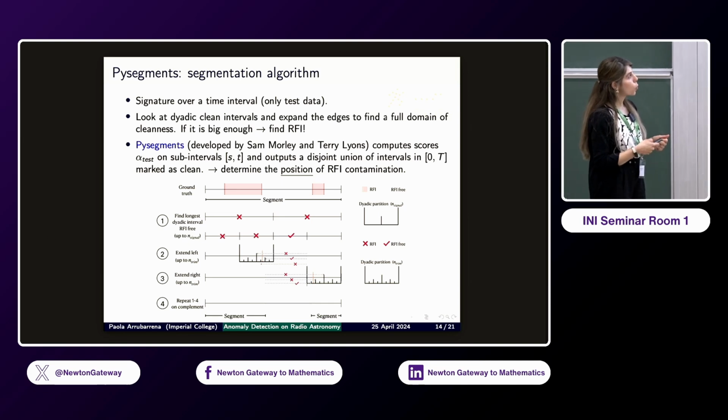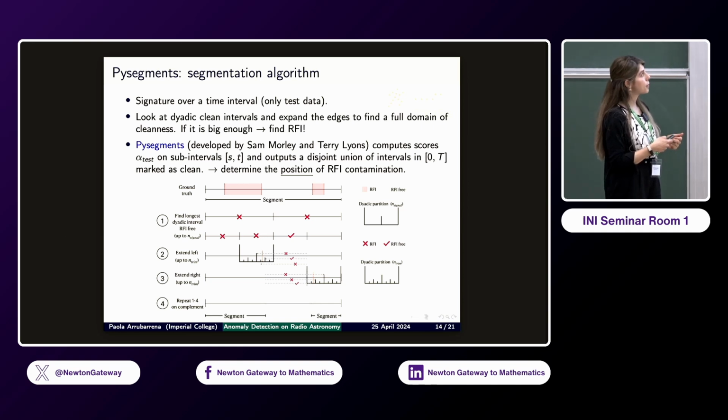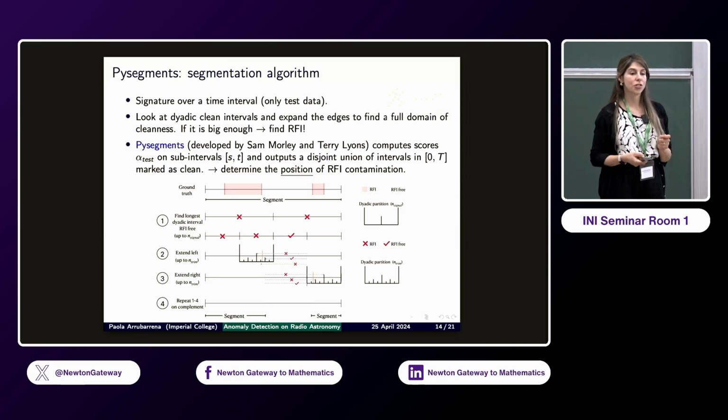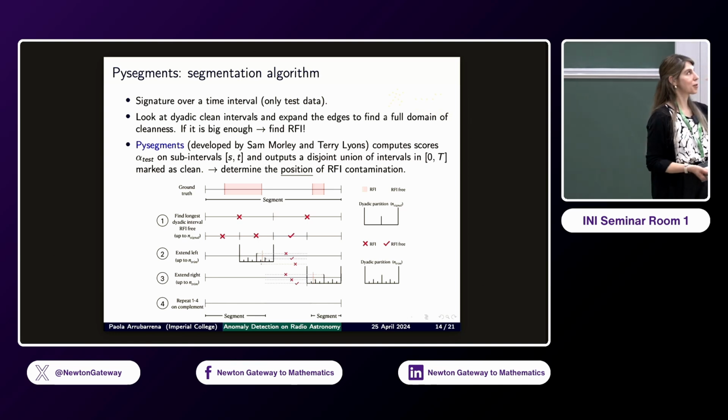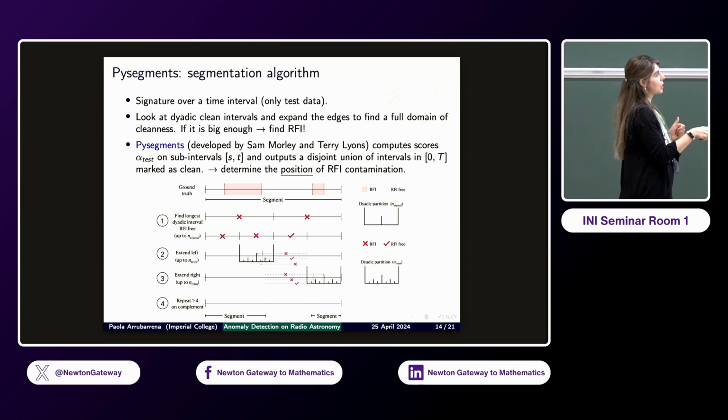PiSegments is going to look at one frequency channel, the full segment, like this. So imagine that in this segment I have RFI in this part and RFI in this part. What it's going to do is start dyadically partitioning. It's going to ask the question, is this interval clean? And obviously it's going to get a no, and in this part, no. The way of asking if an interval is clean or not is by a thresholding function that I'm going to show in the next slide. But then it's going to partition again. Is this interval clean? No, no. Here it's going to get a yes.